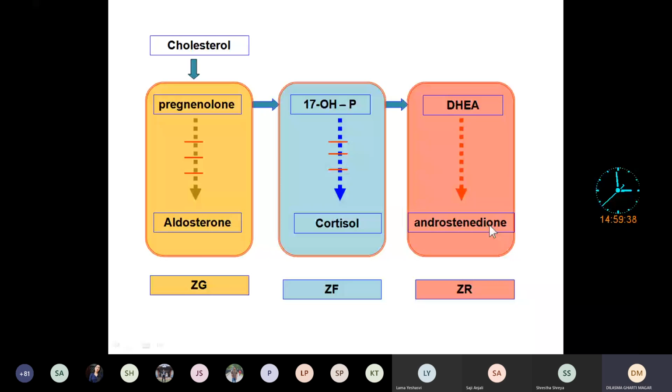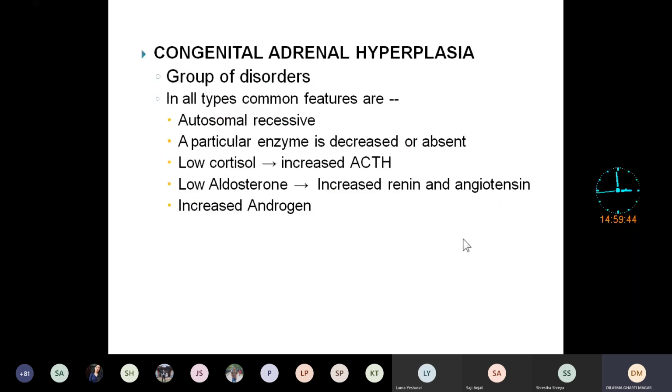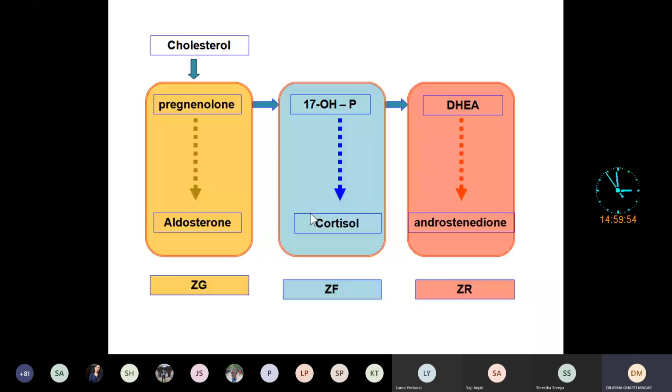So in the previous slide, I showed you this one, isn't it? So now here there is a low cortisol level, low aldosterone, but the increased androgen is there, isn't it? Because of this diagrammatic picture, I wanted to make you understand. So there is the deficiency of the enzyme. That's why it will not be converted, which needs this pregnenolone to be converted to the aldosterone, and then even to this cortisol also. So these levels will be reduced.